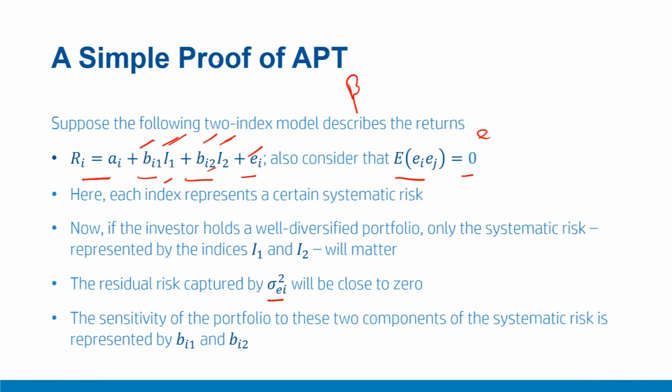Here, each index I1, I2 represents a certain systematic risk. It may be related to, for example, an oil and gas firm, or a firm in energy, or the risk of recession, or the risk of an FMCG firm. And if the investor holds a well-diversified portfolio, only the systematic risk represented by I1, I2 will matter. The residual risk, as we discussed, sigma Ei square, will be close to 0. Now, let us take a simple example here.